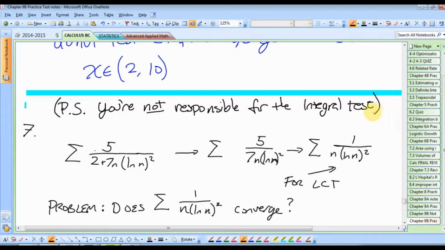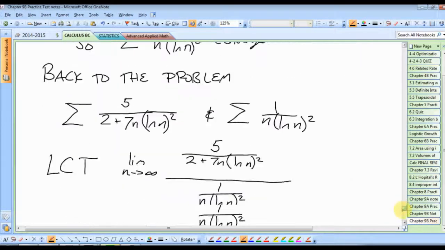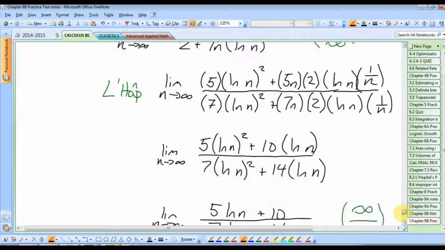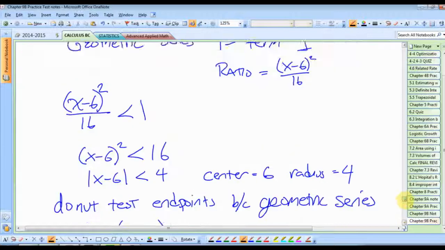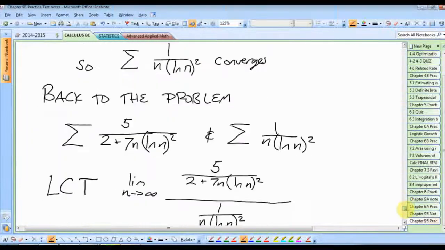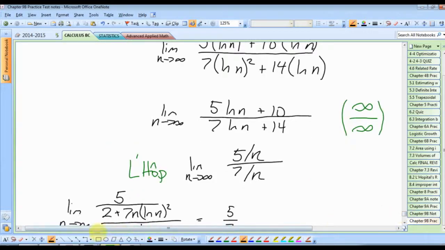We're not responsible for the integral test, and we're not responsible for number 7. Where's your logical brain? I just wanted to make sure.